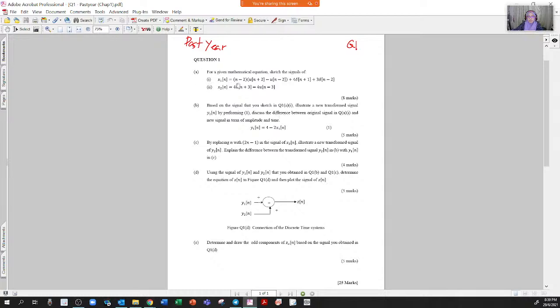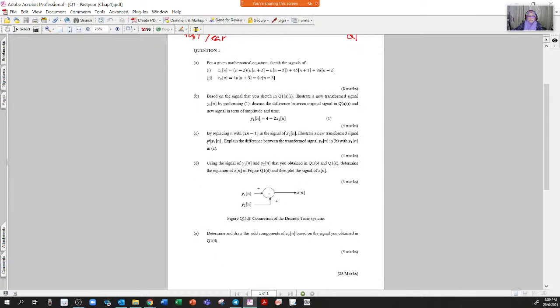Based on question 1A, illustrate a new signal transformation if you are given y[n]. So you will see that question B refers to the question A part. Then for C, by replacing n with 2n minus 1, you are going to replace the n value inside this part. So what will happen to the equation? All of questions A, B, and C are related to each other.